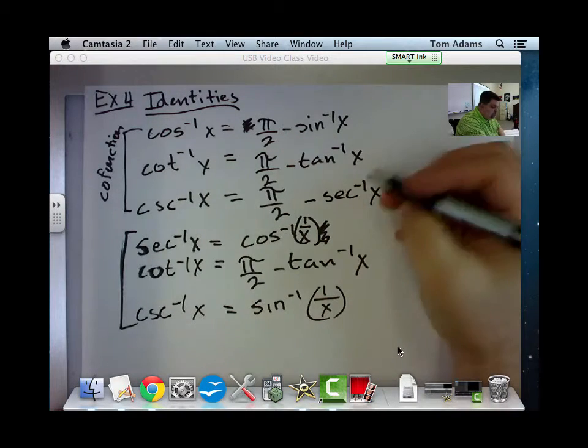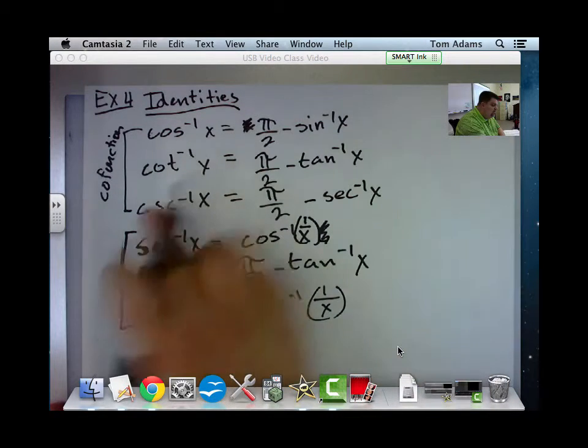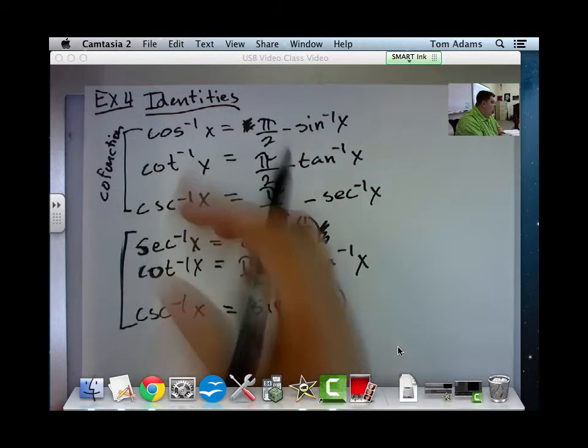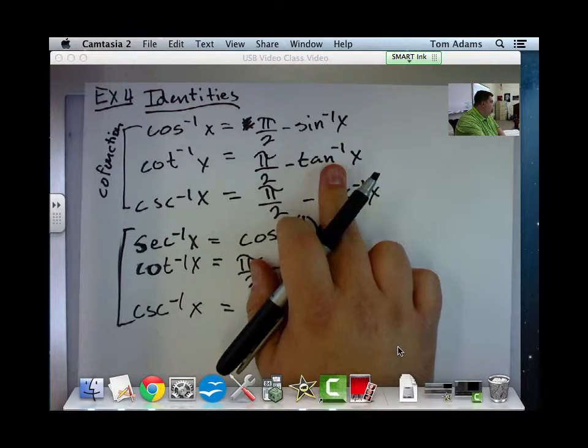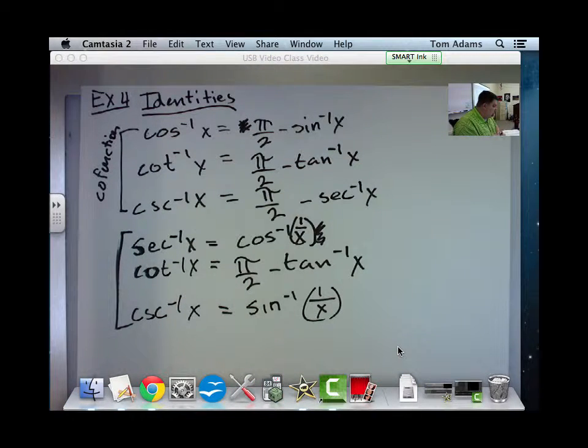So sometimes, and you'll see in example number 4, we're going to be asked to take the derivative of arccotangent of x, which I could do the long complicated way, but I'm going to plug it in because I already know what the derivative of tangent is. So I'm going to convert that to tangent. These are going to be on the quiz. You need to memorize those identities. Okay. So let's write down what example number 4 actually is.